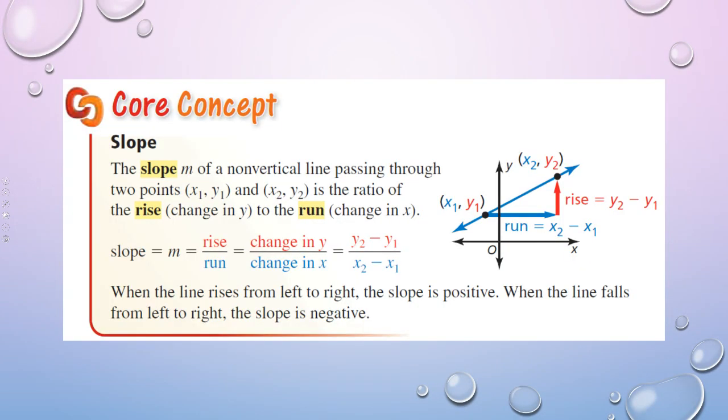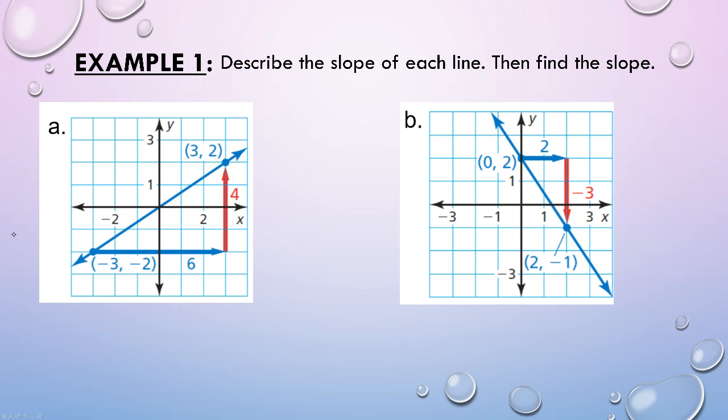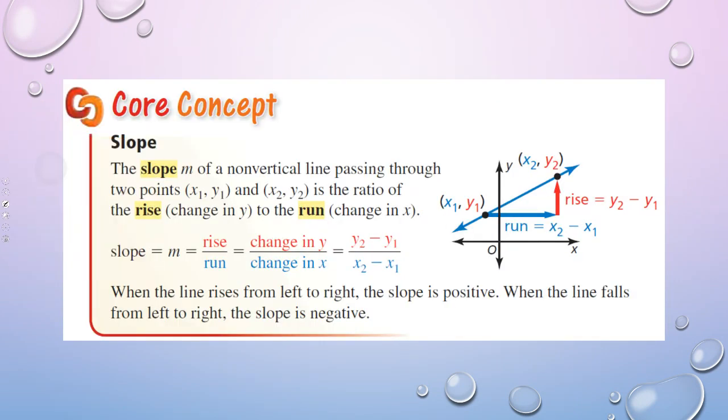So first thing that you need, and there's a bunch of stuff to write down, is understanding what the slope is. The slope of a non-vertical line passing through the points x1, y1, and x2, y2 is the ratio of the rise to the run. So it's your change in y over your change in x. So what do we want to write down here? We want to make sure that we have down everything here.